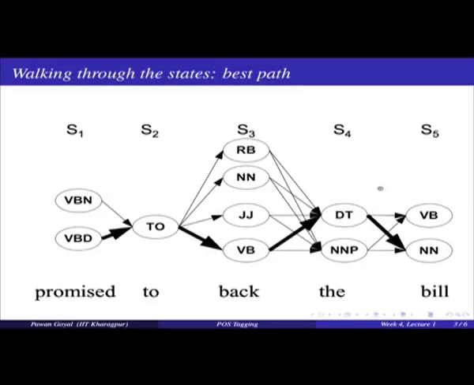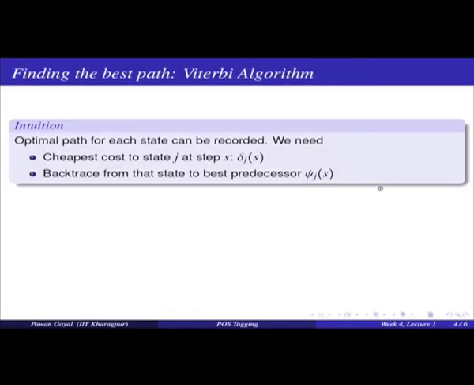Okay. So let us look at the formulation. The intuition is, as I have explained, we are recording the optimal path at each state for a given step. What we are storing is the cheapest cost of arriving at a particular state. That means the one that has the highest probability, that's the cheapest cost.